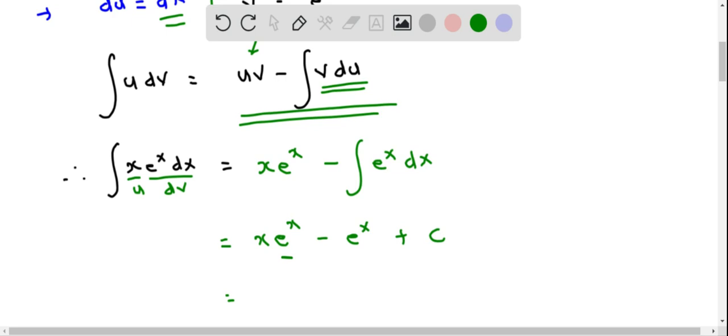Now we can factor e power x from these two terms. And so when we do that, e power x times, we are left with x minus 1, plus c. And so therefore, this is the result of the given integral.